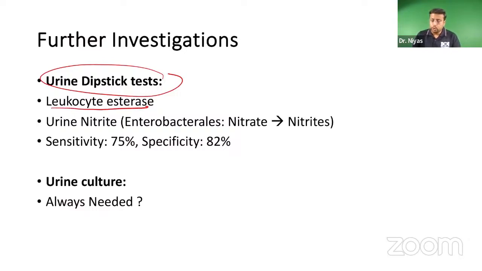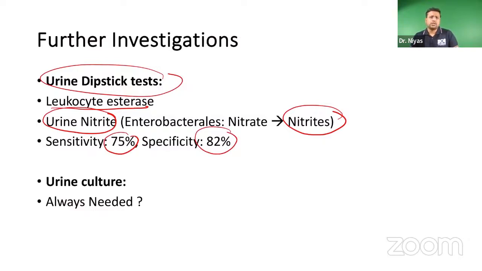This includes a leukocyte esterase test as well as a urine nitrate test. The urine nitrate test is based on the theory that enterobacteria like E. coli and Klebsiella can convert nitrates to nitrites, which can be detected by the dipstick. This test has a sensitivity of 75% and a specificity of around 80%. So it's not an extremely good test. Sometimes you can use it and get some clue, but it's not a very good test.